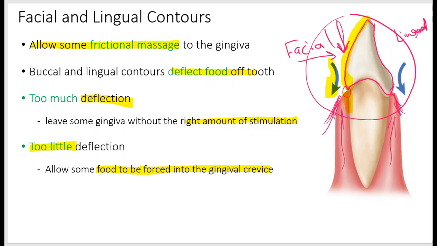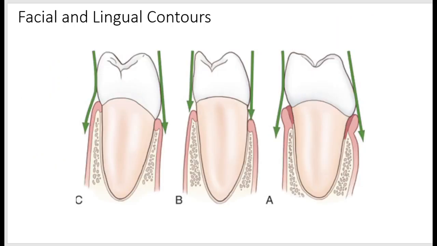So if you see the next slide here, this is the okay, good amount of contour on both sides, lingually and buccally. And you can see that the food is deflected, and at the same time it is touching the gum a little bit to stimulate it. This one, when we have too little deflection, and you can see that food most probably will get caught in here under the gum, so it's not deflected at all.